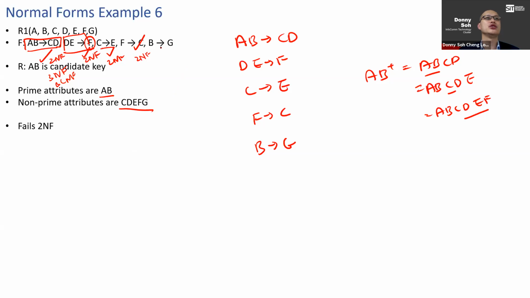And last one, G implies B. G is a non-prime, B is a prime. But my key is A, B. So this fails 2NF because it is a partial dependency.